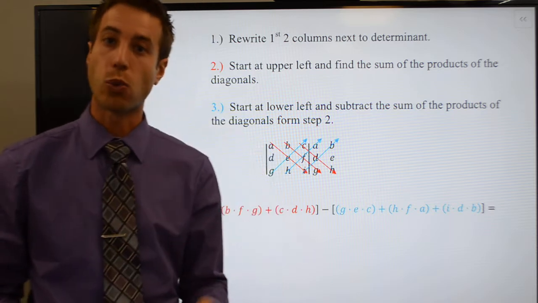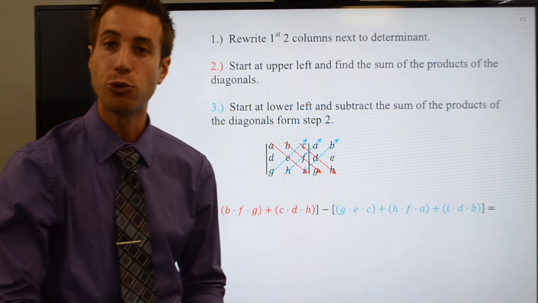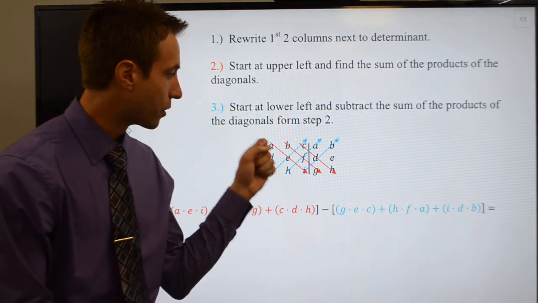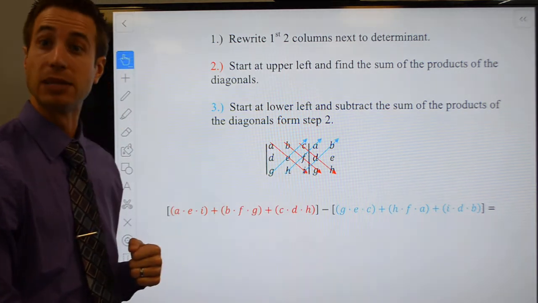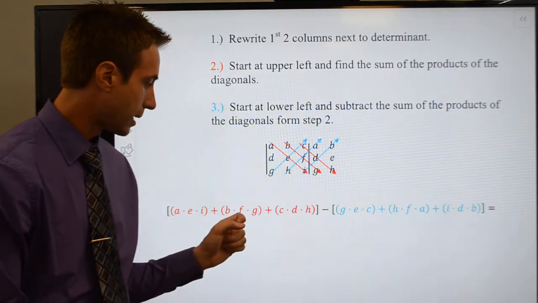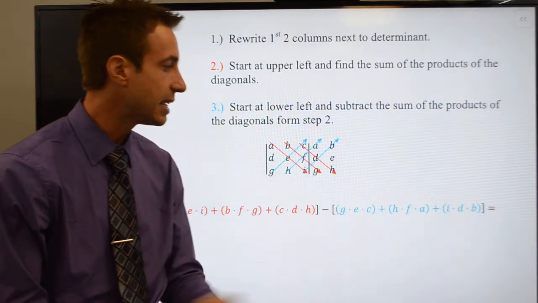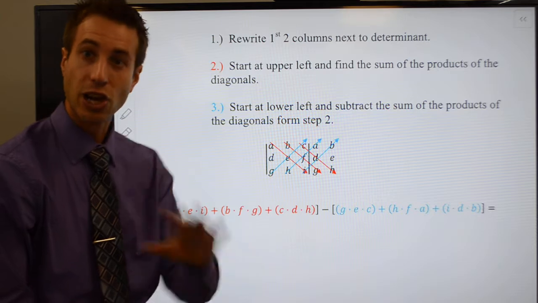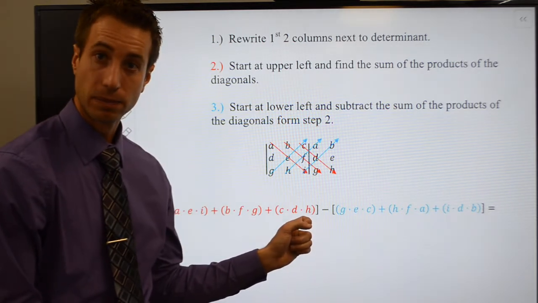Now what you do, and this is why it's known as the diagonal method, you run diagonally down through the matrix, multiplying all of the elements. So my first diagonal, A times E times I. My next one would be B times F times G. My last one would be C times D times H. Add all of those together.